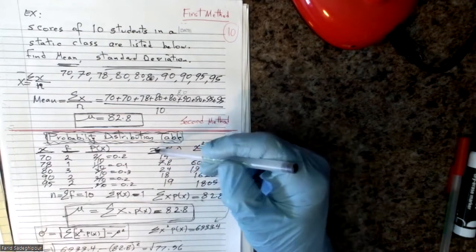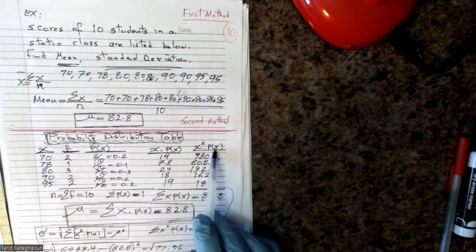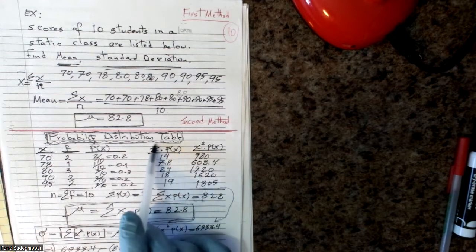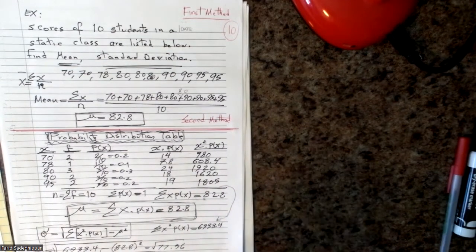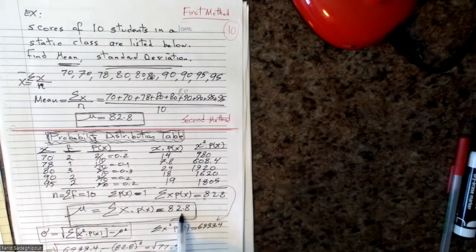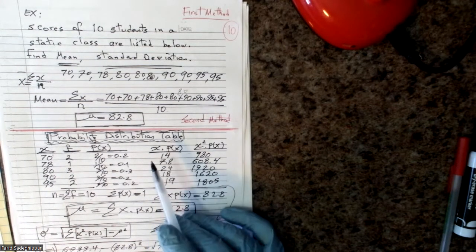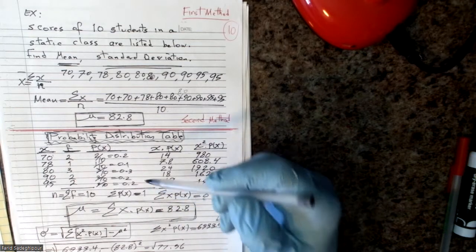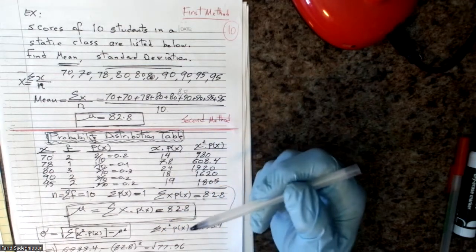Then you take x times P of x, meaning you take this x and multiply by P of x. And then x squared times P of x, meaning you take this x times P of x and multiply by x again. So I need to find the sum of x P of x, which is 82.8. I also need to find the sum of x squared P of x, which is these numbers. Now remember, before you actually work on a distribution table, first you need to check to make sure that all the requirements are met.